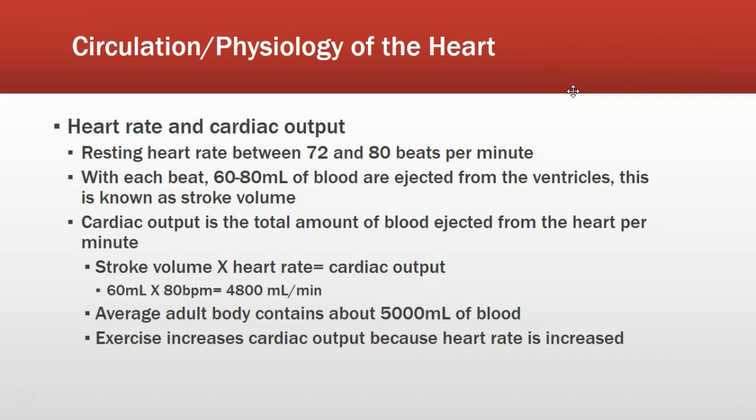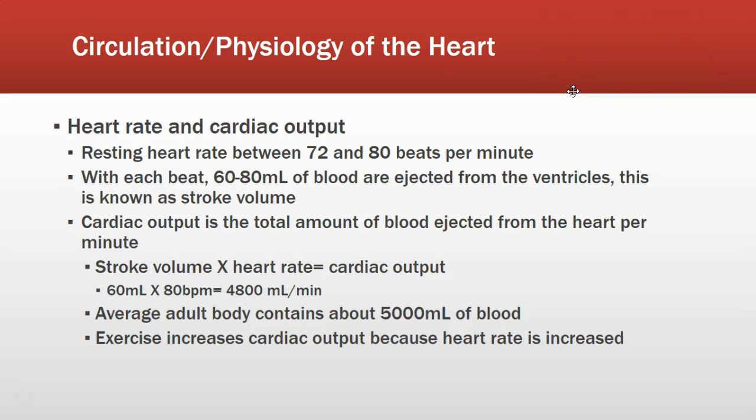per minute. And with each beat of the heart, a certain amount of blood is squeezed out as the heart, which is a pump, is moving the blood. And we call that amount of blood that comes out of the ventricle each time it contracts the stroke volume. Stroke volume is about 60 to 80 milliliters of blood.